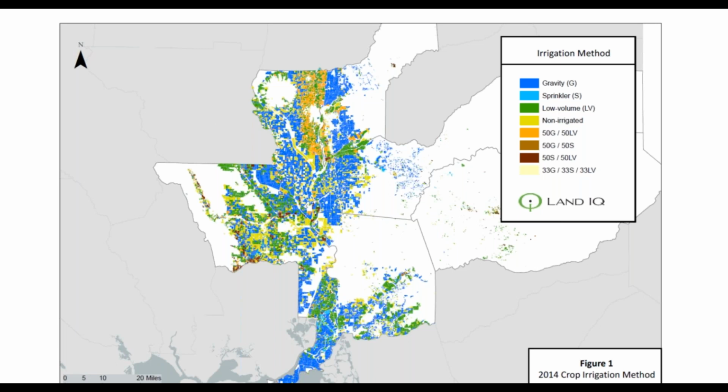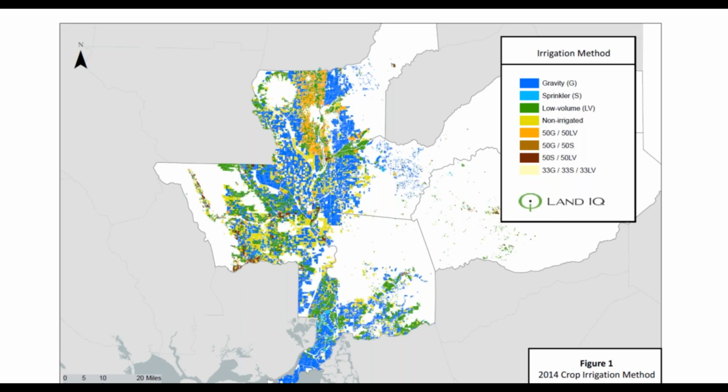Now this layer was developed, or is currently being developed by LandIQ. It's not complete. We think it's about 85% accurate. There is no statewide data source for this information. And I'll just explain this legend a little bit. The blue area shows gravity irrigation. The turquoise or lighter blue area shows sprinkler, and the green areas are low volume. And of course, the light yellowy tan color is non-irrigated.